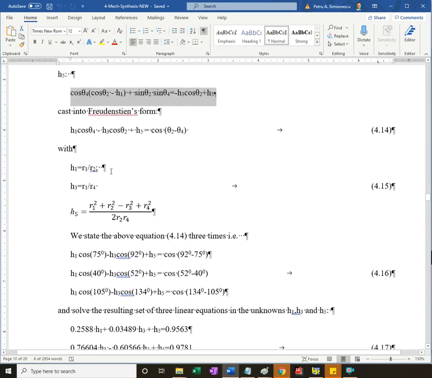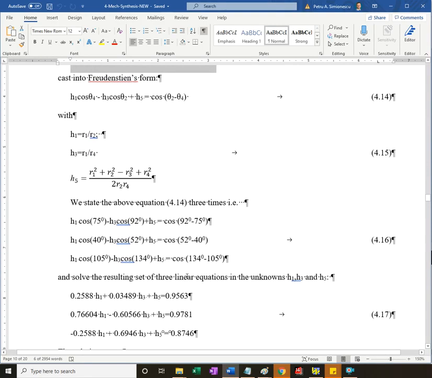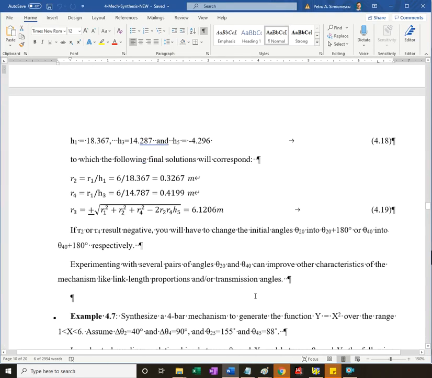Okay, so really you repeat this equation 3 times. You solve for H1, H3, H5. If I have R1, I can solve for R2. If I have R1, I can solve for, and the H's, for R4. And then lastly, I can solve for R3 from this 3rd equation.